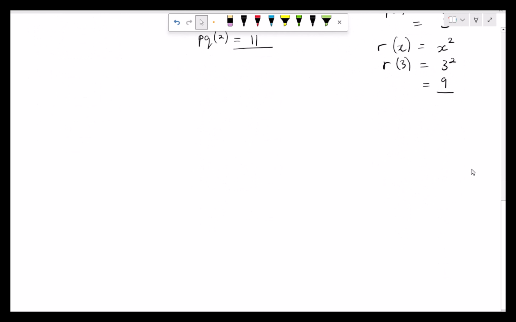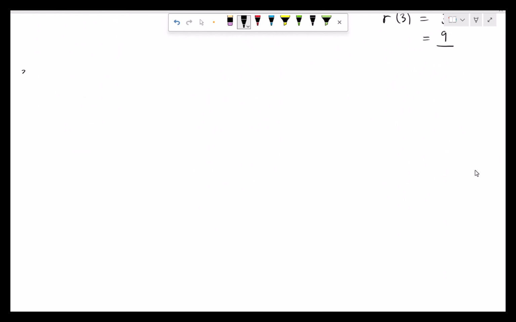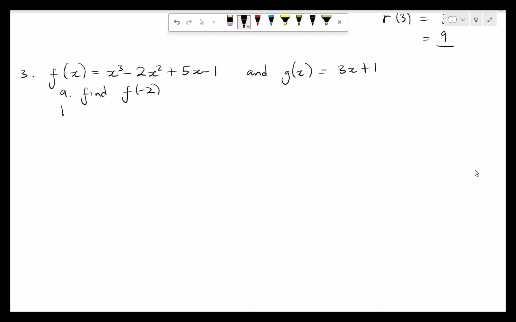So let's do the last example. We have example number 3, and we're given f of x is equal to x cubed minus 2x squared plus 5x minus 1, and g of x is equal to 3x plus 1. And then part A, we're asked to find f of negative 2. And then part B, we're asked to find g f of x.